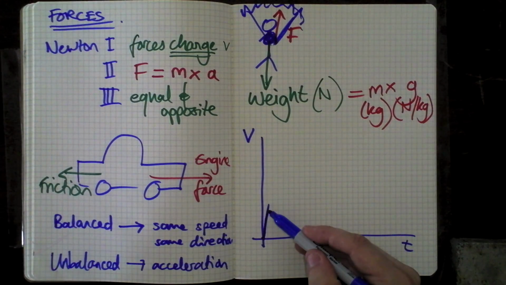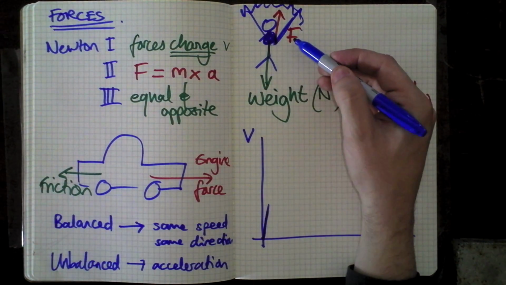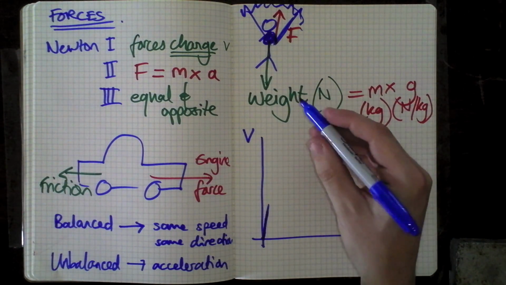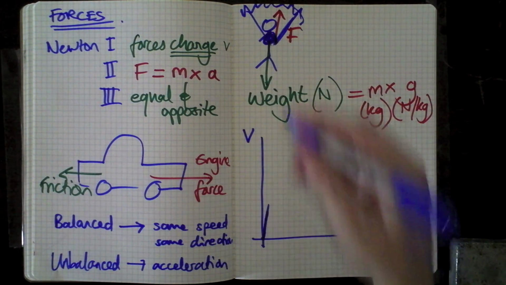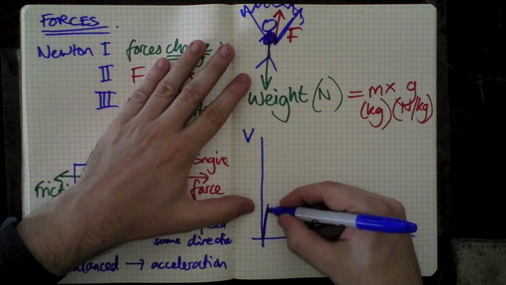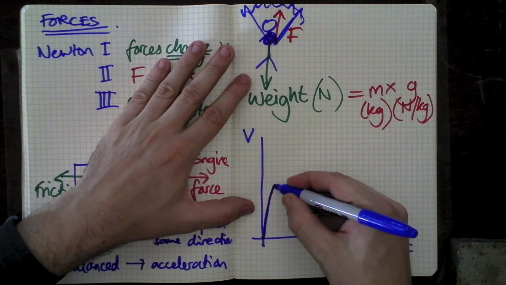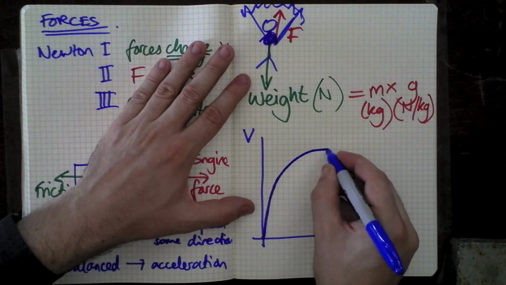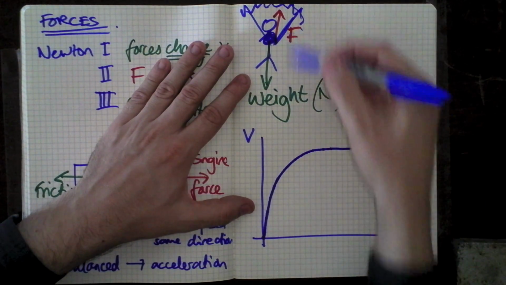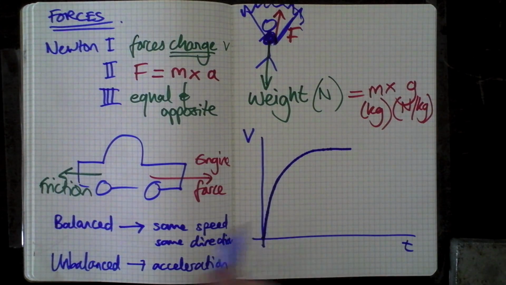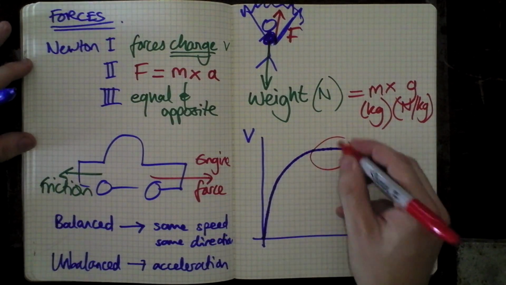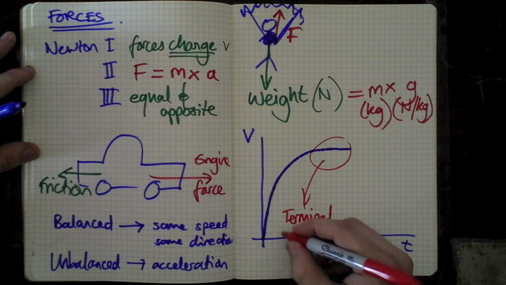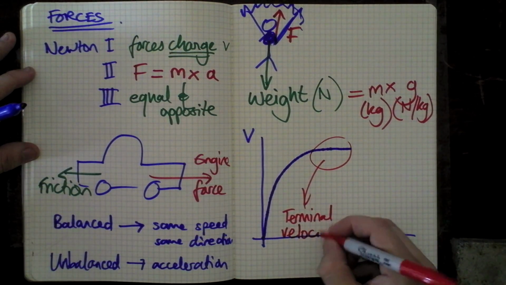Now, as he gets a little bit faster, this frictional force starts to increase. Now, weight still wins, so he's still speeding up, but there is less of a bias towards weight. So there is a lower resultant force, a lower acceleration, and that gradually decreases and decreases and decreases until when friction absolutely balances weight, there is no resultant force. And he's reached what we call a terminal velocity, a velocity where he cannot go any faster.